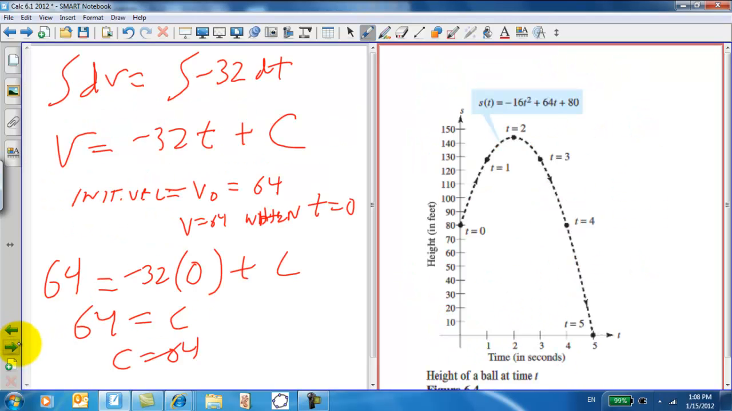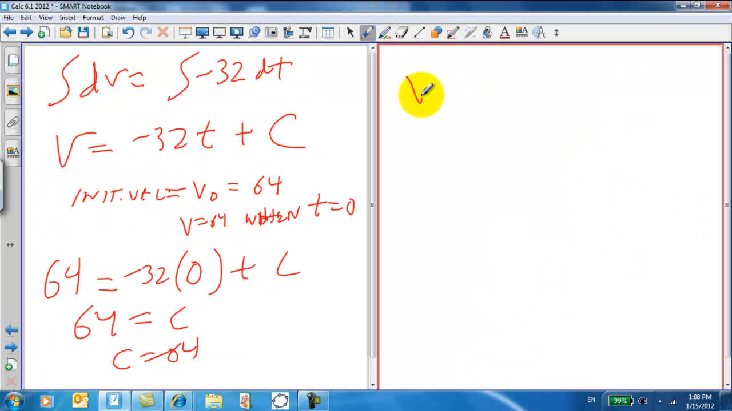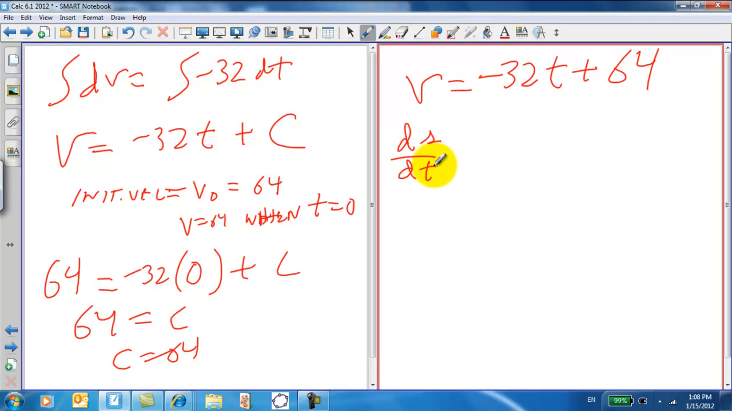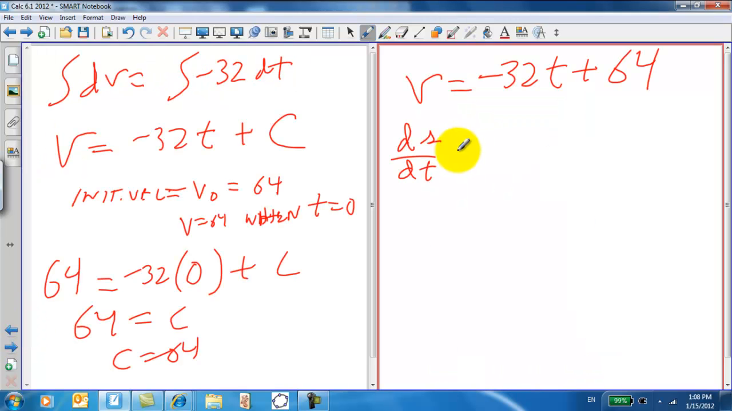So now we have the particular solution. Now we have that velocity equals negative 32t plus 64. Now to get the equation itself, remember that velocity is the derivative of displacement with respect to time. And I think they're using s for displacement here. So that's equal to negative 32t plus 64.